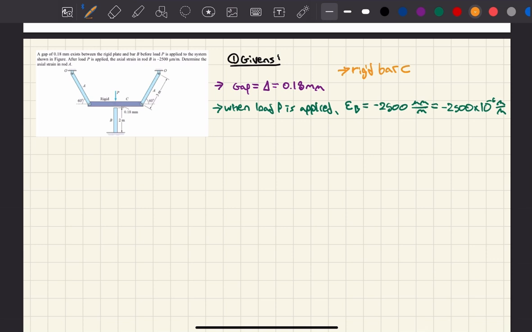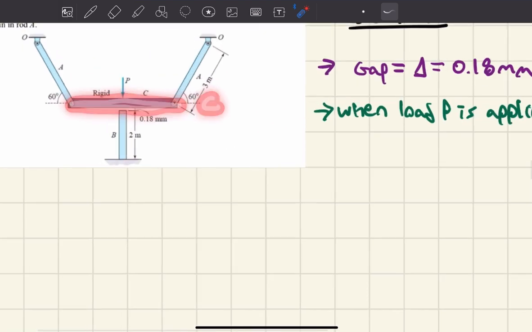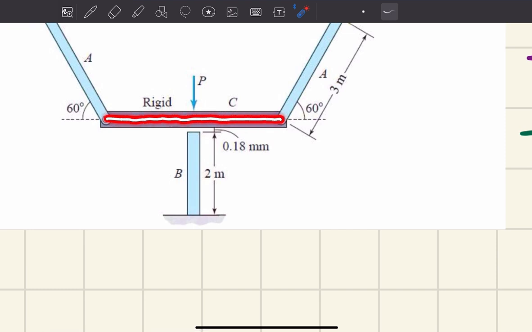bar C, right? Once I applied this load, what does rigid mean again? It won't bend like this, right? We're going to get into bending eventually, but for now it's going to be completely straight. So this bar C is going to be completely straight. So it's going to start up here, for example, and then once I applied this load, it's going to sink down into bar B, therefore causing a strain. It's going to go past this delta, past 0.18 and further into bar B, causing it to strain.